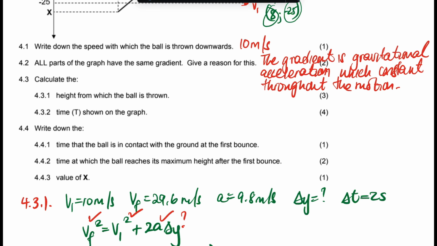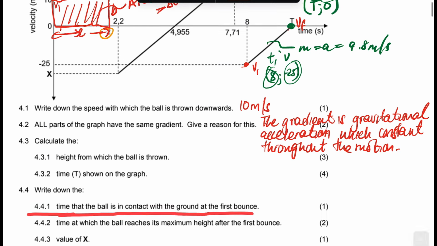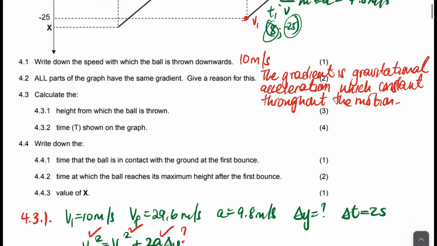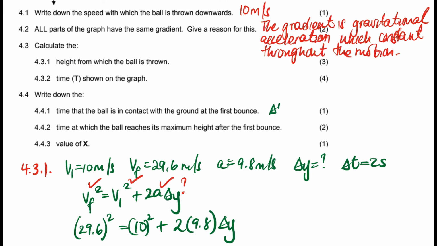Let's look at 4.4. It says, 4.4.1, write down the time the ball is in contact with the ground for the first bounce. Let's look at the first bounce. The time is 2 to 2.2. To calculate that difference, change in t is equal to 2.2 minus 2, which is 0.2 seconds. That's how you calculate the contact time. You take the biggest time, minus the small time, and you get the difference between them.